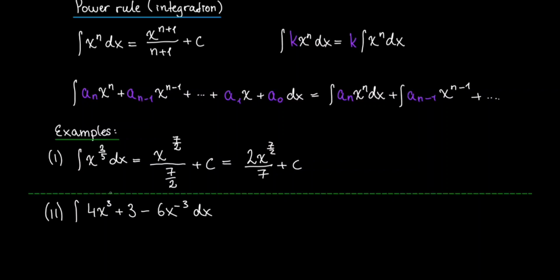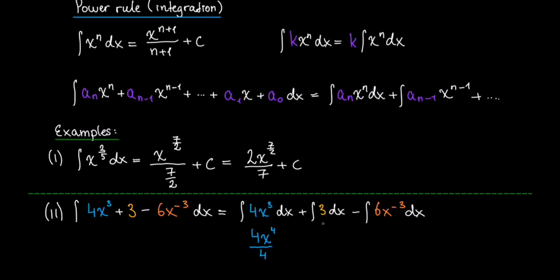For the next example, we have a polynomial. We're asked to compute the integral of 4x cubed plus 3 minus 6x to the power of negative 3. So, according to the basic rules of integration, to be precise, the one about polynomials, we can actually separate this integral into three different ones. So, for the first term, applying the power rule, we get 4 times x to the power of 3 plus 1, which is 4, and then we divide it by the new power, 4.